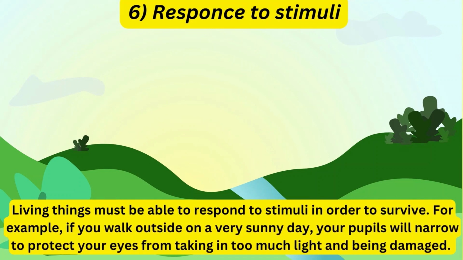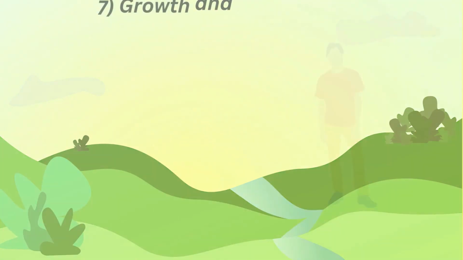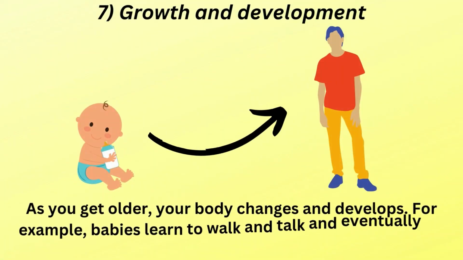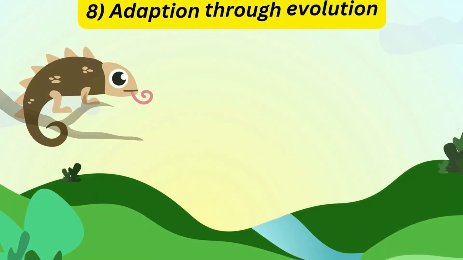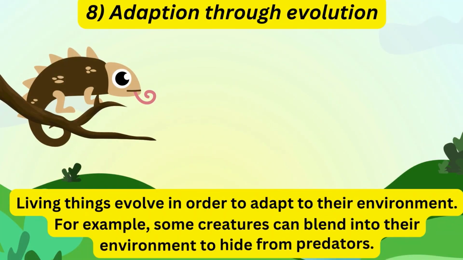Living things must be able to respond to stimuli in order to survive. For example, if you walk outside on a very sunny day, your pupils will narrow to protect your eyes from taking in too much light and being damaged. 7. Growth and development. As you get older, your body changes and develops. For example, babies learn to walk and talk and eventually do complex tasks. 8. Adaptation through evolution. Living things evolve in order to adapt to their environment. For example, some creatures can blend into their environments to hide from predators.